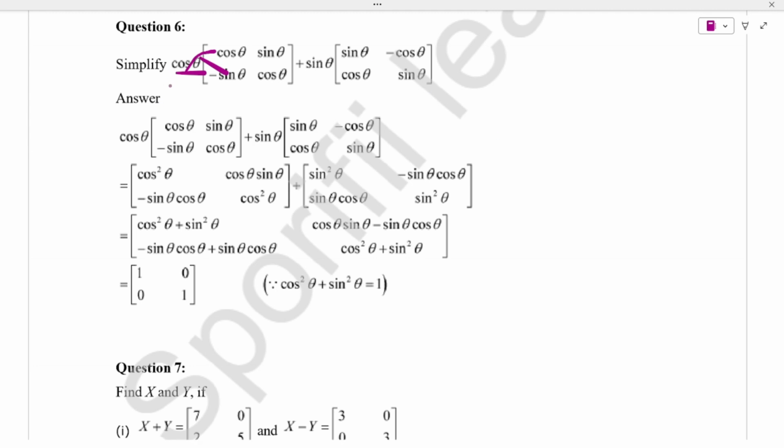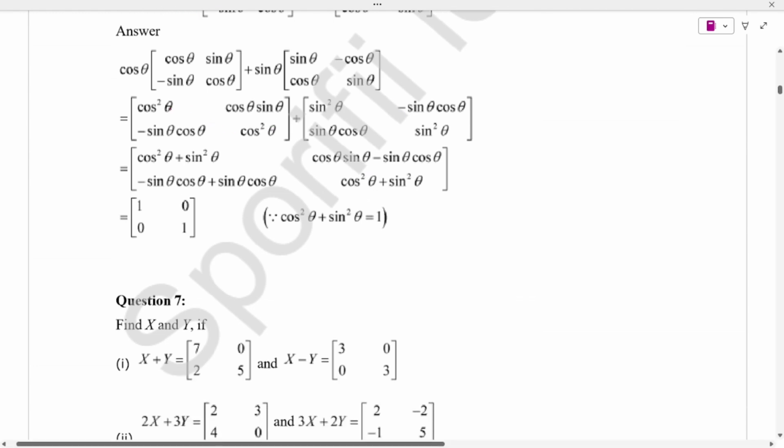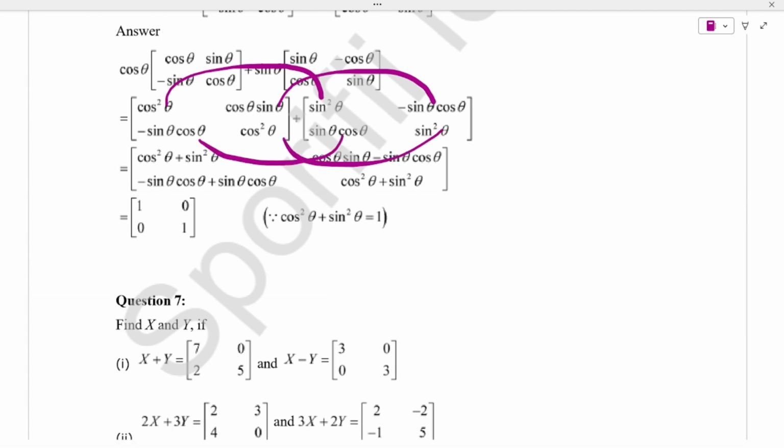Now cos, if you multiply, cos into cos will be cos square theta, cos theta into sin theta, minus sin theta into cos theta, and here it will be sin square theta, sin theta into cos theta, minus cos theta sin theta, sin square theta. Okay, now you have to add these both, here and here. Now cos square theta plus sin square theta, this formula you need to know. This is very important, one of the most important formulas, that is equal to 1. And next is cos theta sin theta and minus sin theta cos theta.